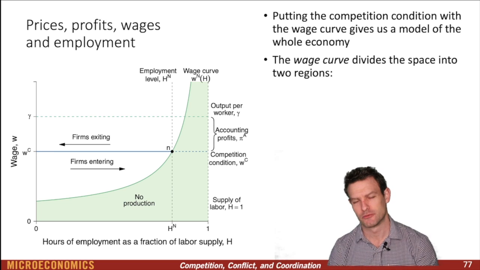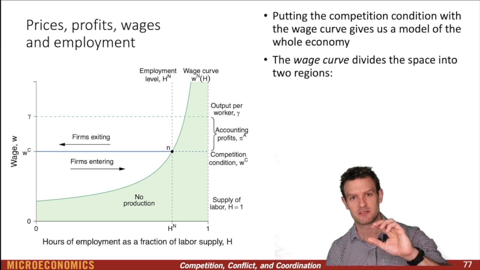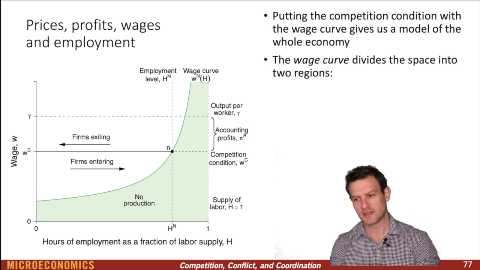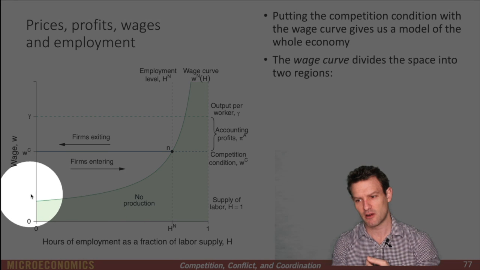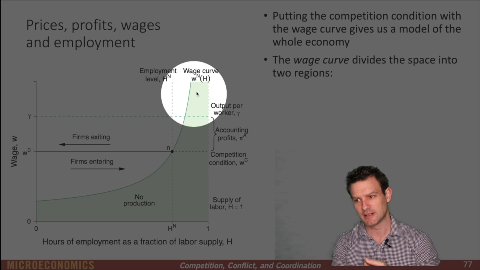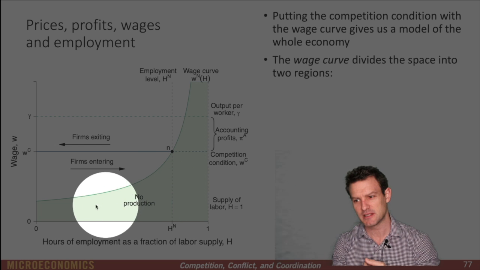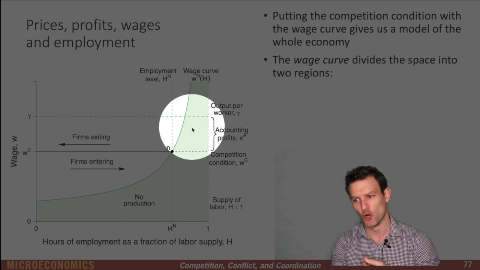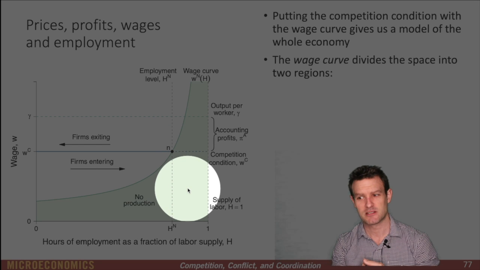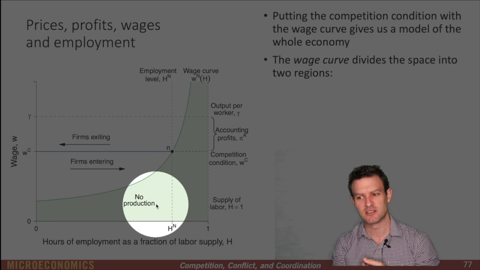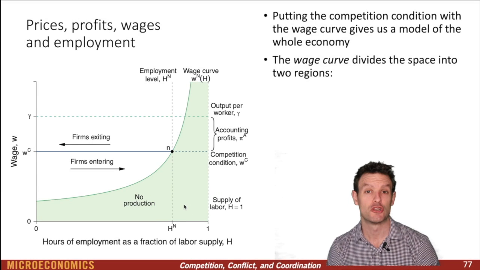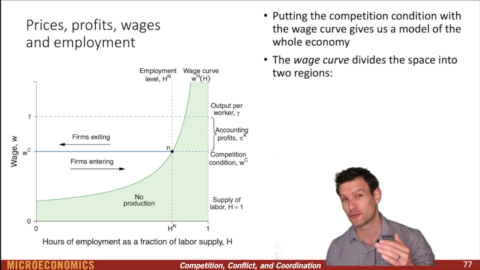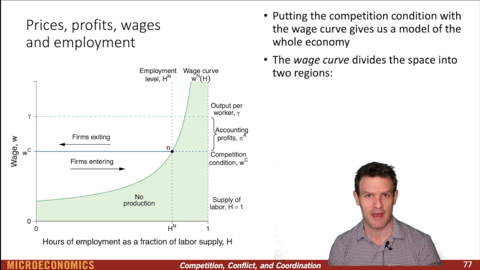So what does the wage curve do? The wage curve divides the space into two areas. What we can see there is the wage curve, the solid green line, and then we've got this shaded area beneath it where we say there's going to be no production. Now what do we mean by that? We mean that if the wage is below the wage curve, then what are workers going to do? They are not going to exert high effort consistent with the effort in the no-shirking model. Why? You're offering them too low a wage given the other factors.